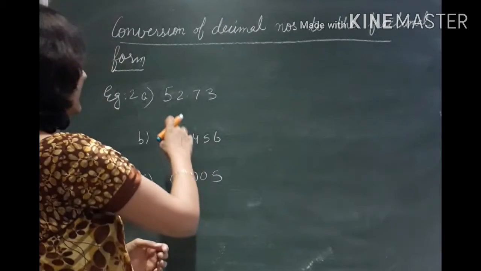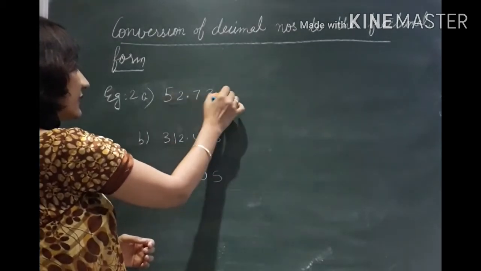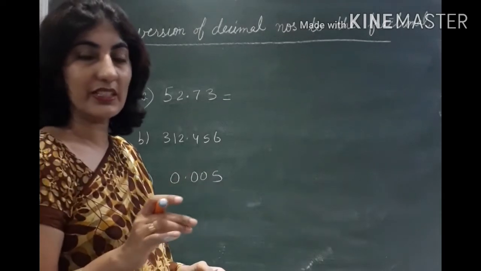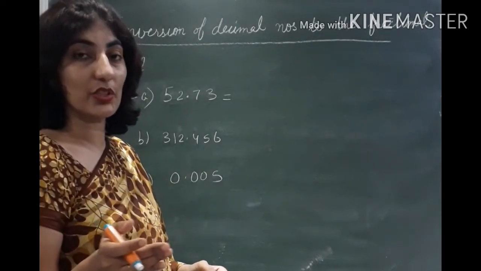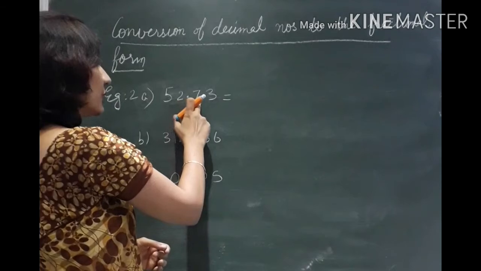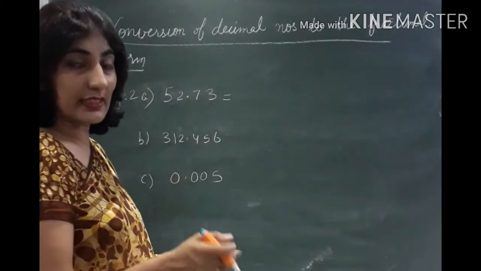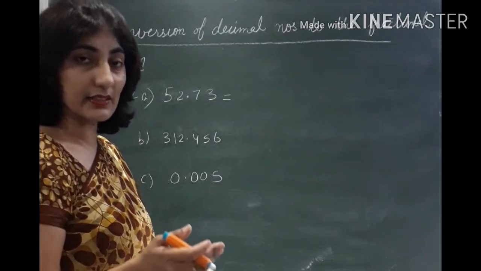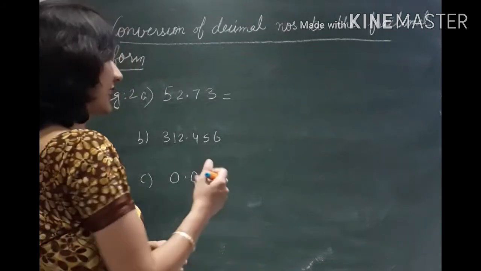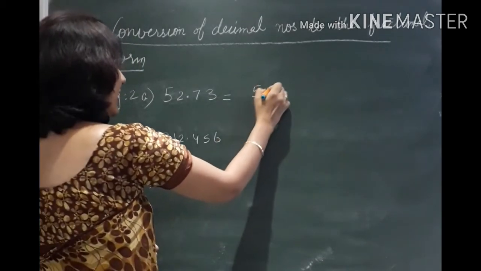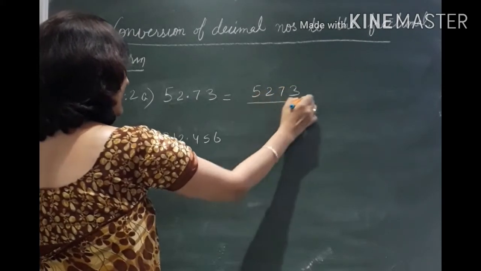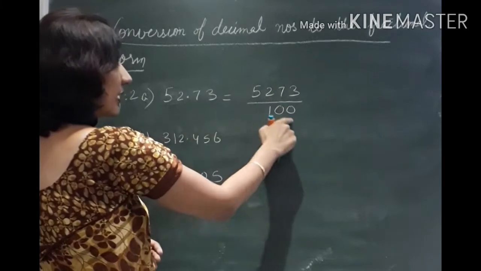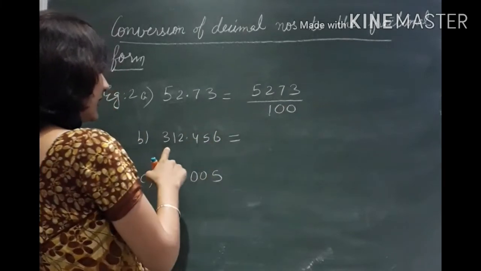The first example I have taken is 52.73. Now one method was you take the LCM, write in the expanded form, then take the LCM. Otherwise I told you the shortcut. After the decimal you will see how many digits are there. Then 1 followed by as many zeros as there are digits on the right-hand side of the decimal becomes the denominator. So 5273 divided by, there are 2 digits, so 2 zeros and 1, that is 100, will come in the denominator.